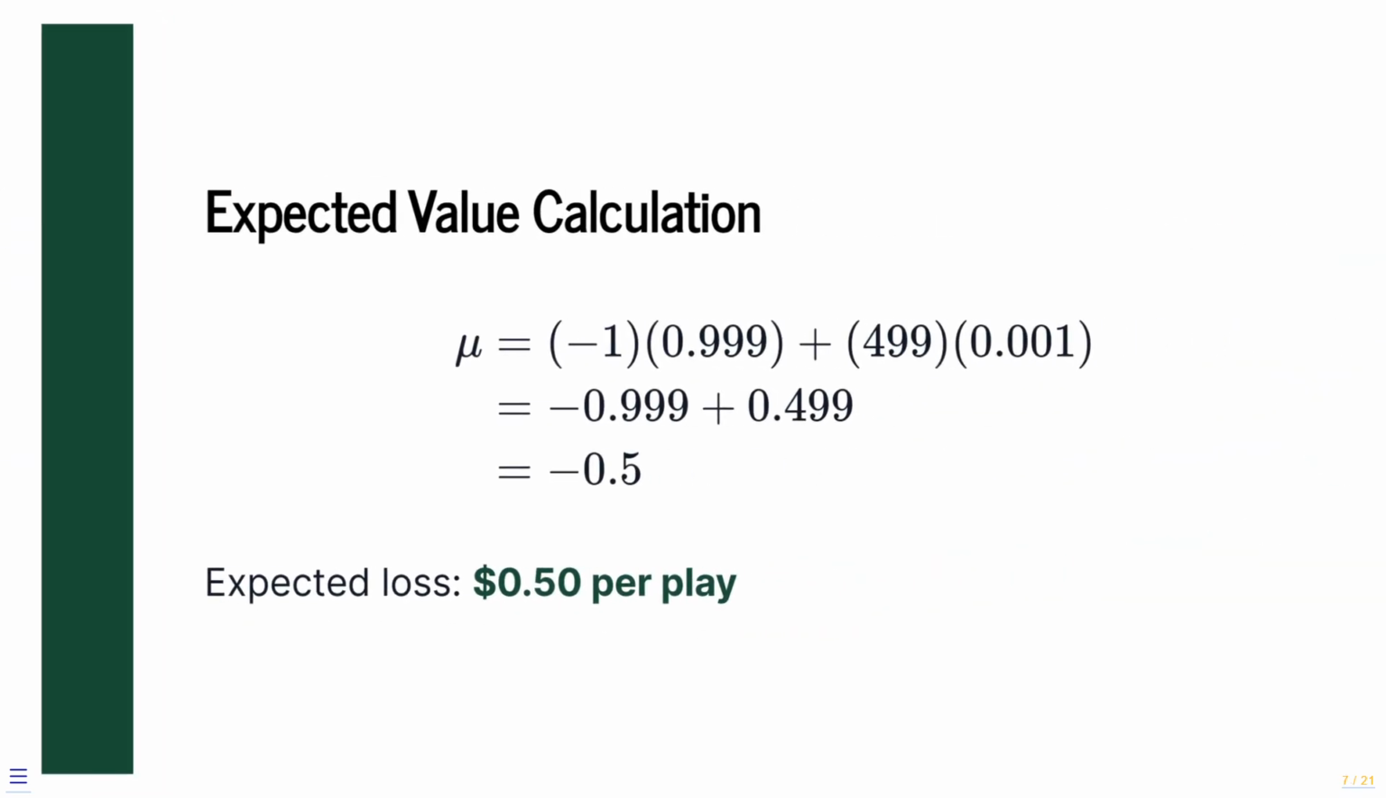To compute the expected value, we multiply each outcome by its probability and add them together. The calculation gives negative 1 times 0.999 plus 499 times 0.001. The result is negative 0.5. This means that in the long run, a player loses about 50 cents per ticket. The expected value does not predict what happens on one play. It describes the average outcome over many plays.